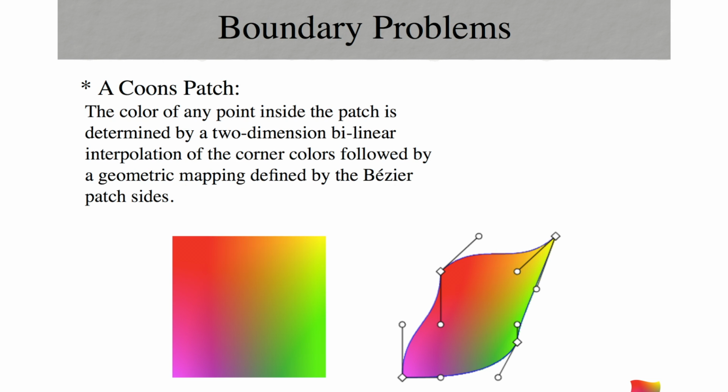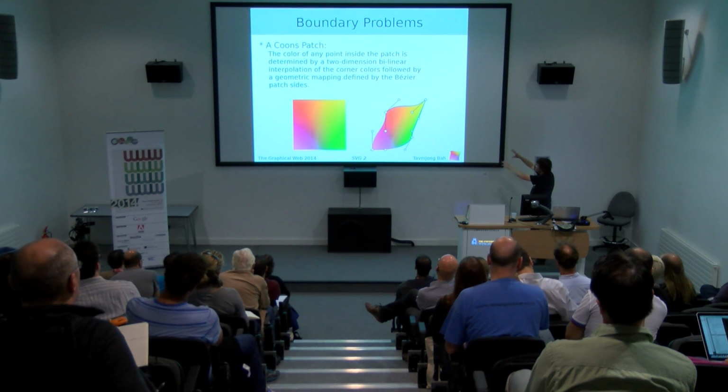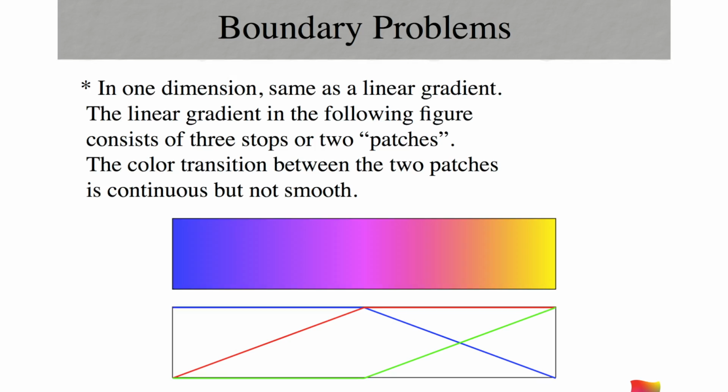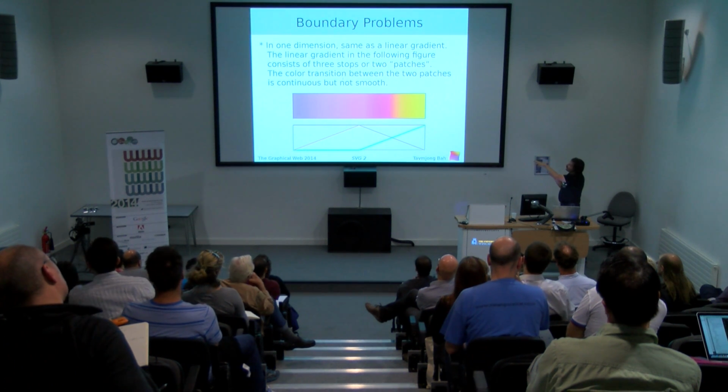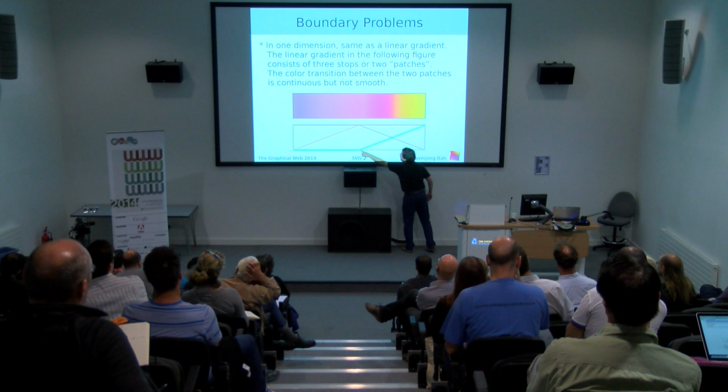There is one problem that we still have to address. This is a Coons patch. You define the color at the four corners, and it gets blended in between, and then you can manipulate the square there. You can kind of control the flow of the color inside, but not very well. In one dimension, this is the same as a linear gradient; two patches would be a linear gradient consisting of 3 stops. And the thing to note is the color transition between the two patches is continuous, but it's not smooth. You have a sharp point here and there.